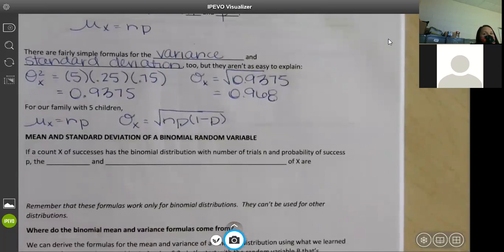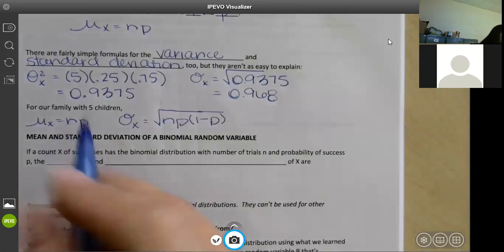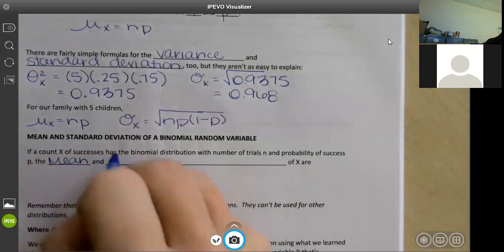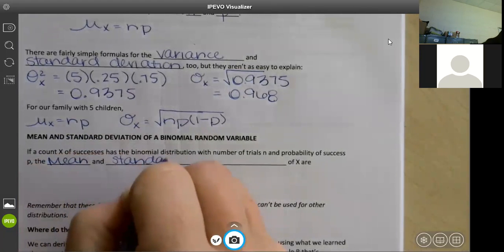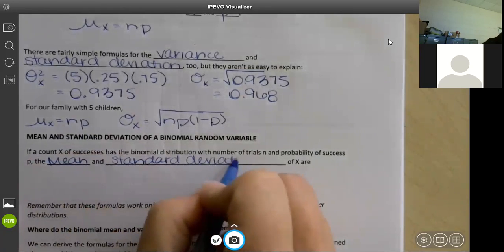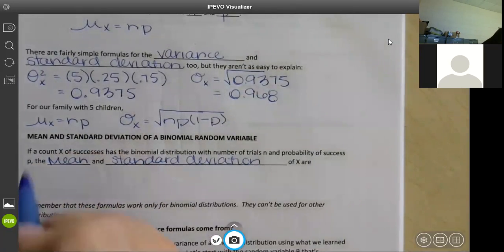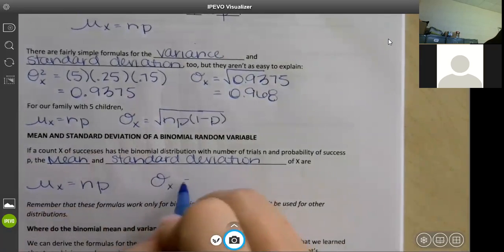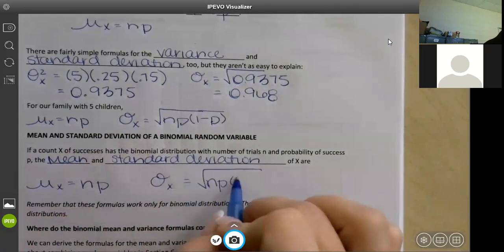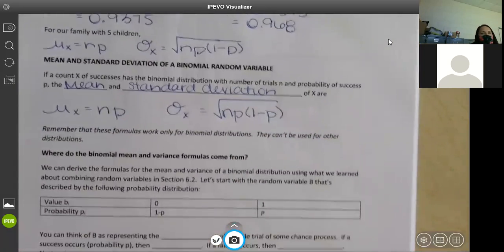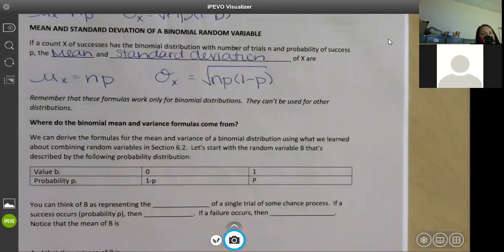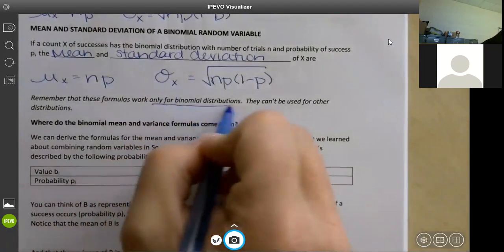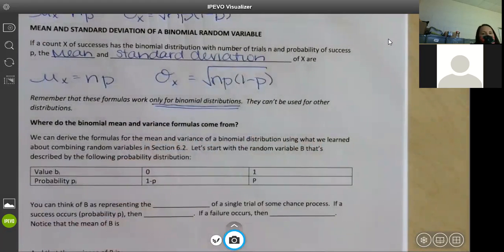So just to reiterate, the mean and standard deviation of a binomial random variable: if a count X of successes has the binomial distribution with the number of trials n and the probability of success p, the mean and standard deviation are, just to write the formulas again, mean of X is n times p, standard deviation is the square root of n p (1 minus p). Remember that these formulas work only for binomial distributions. They can't be used for other ones.